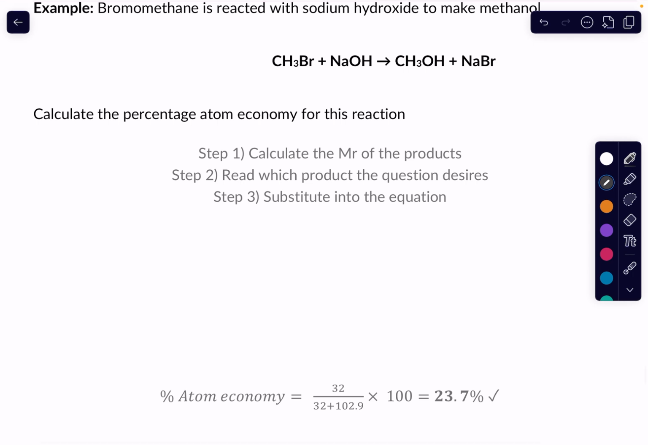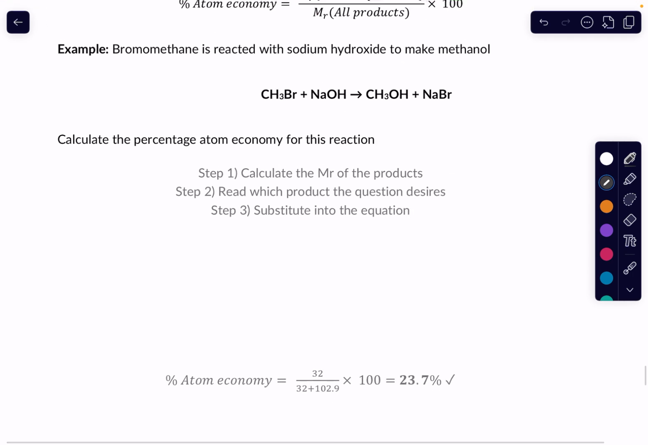So you can make a note of this if you'd like. So what we've got is we have, oh, my brain's freezing. Okay, cool. Atom economy.